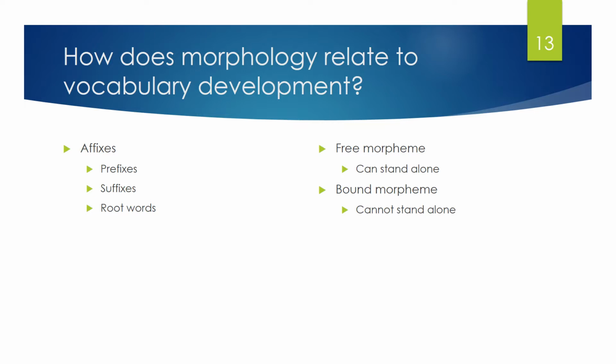So how does morphology relate to vocabulary development? First, we have to understand what morphology is. So really it's about pieces of words. A morpheme is the smallest unit of meaning in a word. And meaning can be put into pieces of words through affixes, and we know these as prefixes, suffixes, and root words. There are 2 different kinds of morphemes.